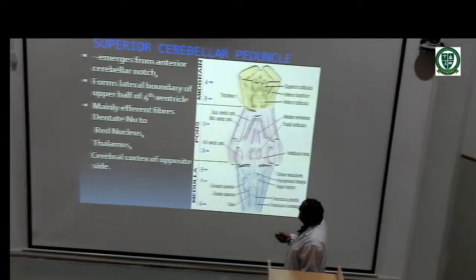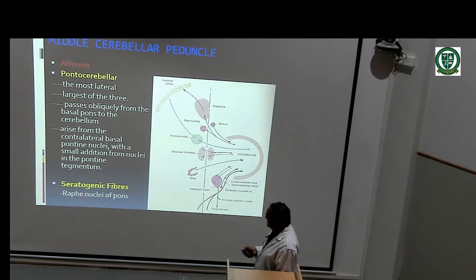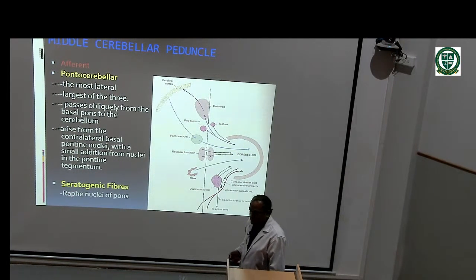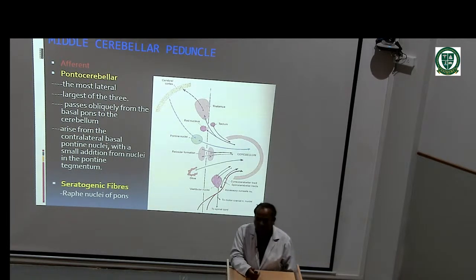Okay. So very few fibers are present in the middle cerebellar peduncle. Apart from pontocerebellar, they are the serotonergic fibers. These fibers arise from the raphe nuclei of the pons, and they will go to the cerebellum. So this is about the middle cerebellar peduncle. The middle cerebellar peduncle is the largest of the three cerebellar peduncles.